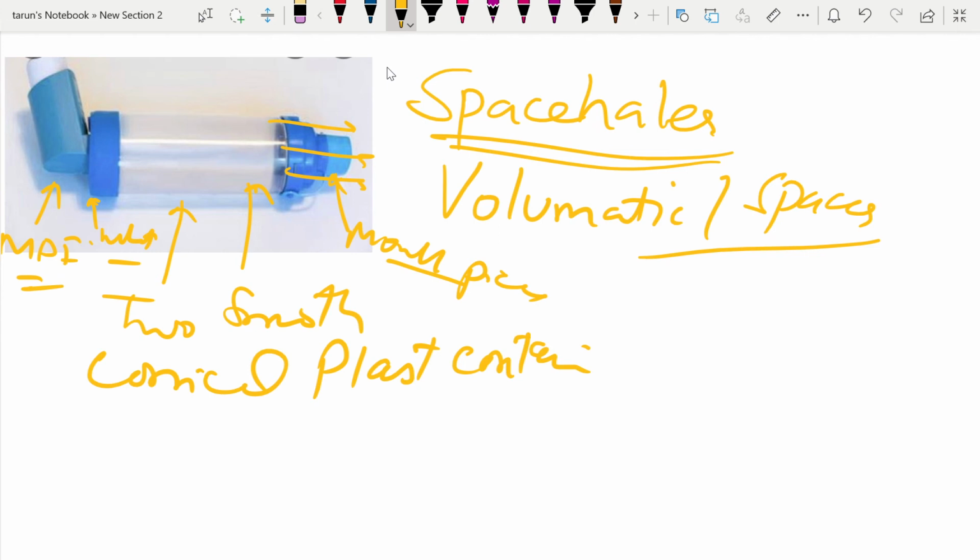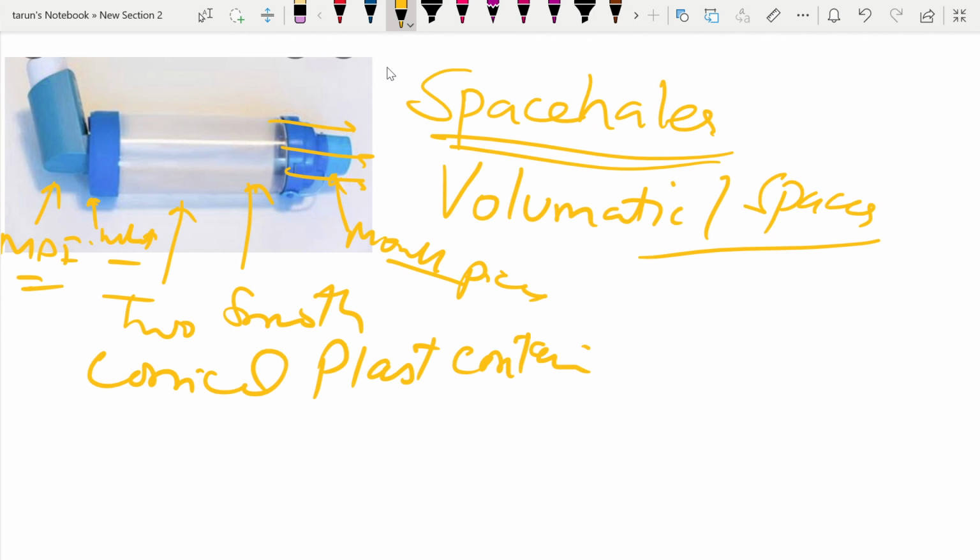One fits into the other, creating a space. At one end there is a mouthpiece through which the patient inhales the medicine, and at the other end there is an inlet through which the metered dose inhaler is fit or attached.